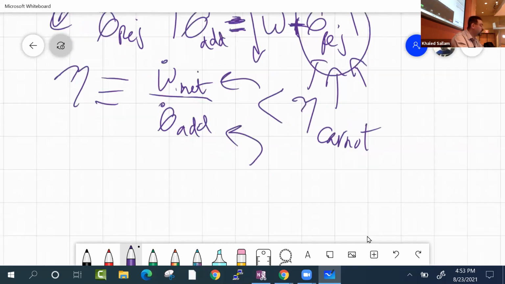So what is eta Carnot? That is the ideal cycle. All the cycles in our power plants try to be similar to this one. Why is it the ideal cycle? Because you cannot make a machine like it. It looks like this on a TS diagram.